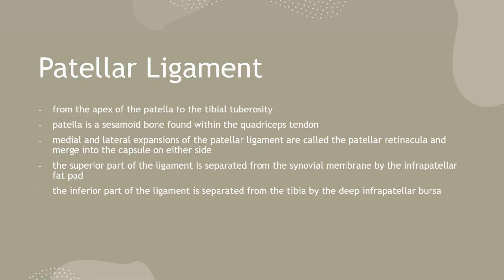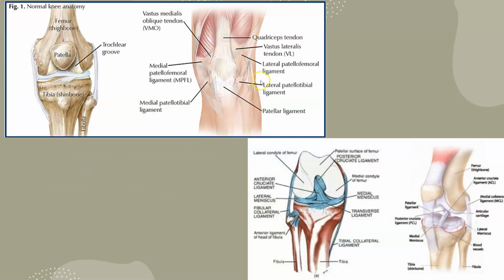And of course, as we know, the patella is a sesamoid bone found within the quadriceps tendon. Medial and lateral expansions of this ligament are called the patellar retinacula and merge into the capsule on either side. So we have these widenings that come out here, so we can see them, sort of widening out on either side, forming here. And we can see how the patella sits within them. So again, as I said, some call the quadriceps tendon above and then the patellar ligament below the apex of the patella itself.